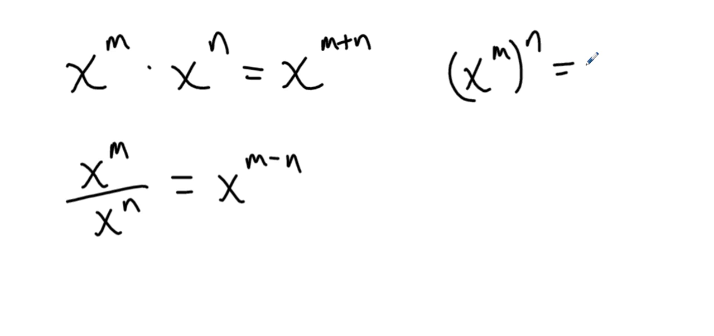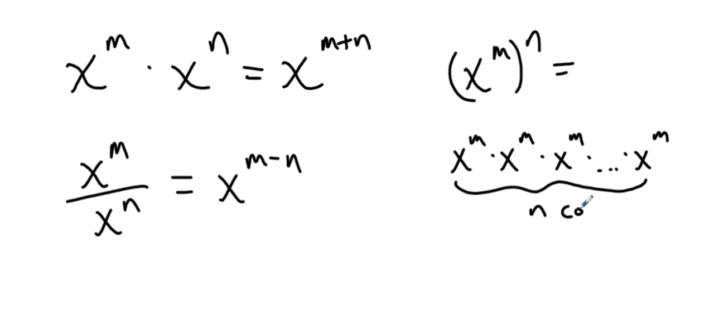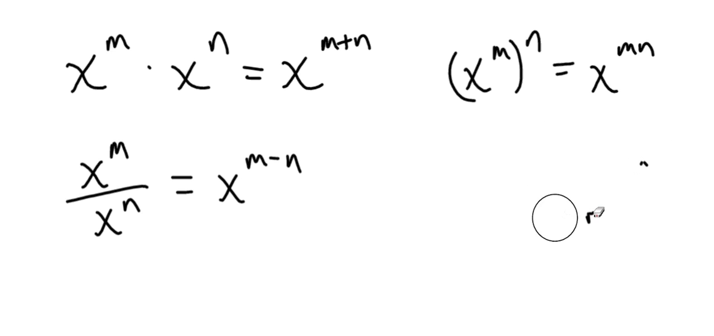That means we have x to the m times x to the m times x to the m, and there are n copies of that. So what does that mean? Well, that means that I have m and another m and another m and so on until there are n m's. I have x to the mn.